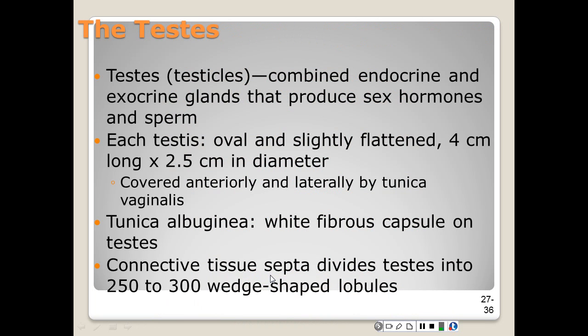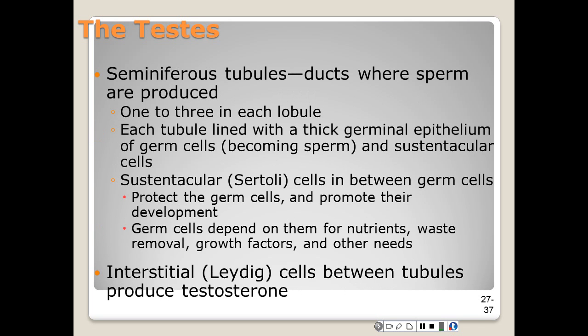Now the connective tissue septa divide the testes into 250 to 300 wedge-shaped lobules, each of which contains 1 to 3 seminiferous tubules, which are ducts up to 70 centimeters long that produce the sperm. Between the seminiferous tubules are clusters of interstitial cells, and those are the source of the testosterone.